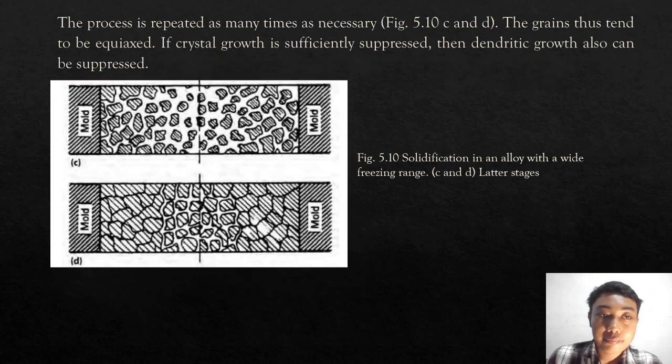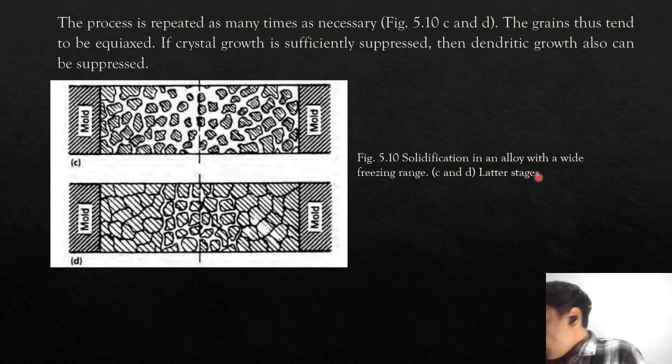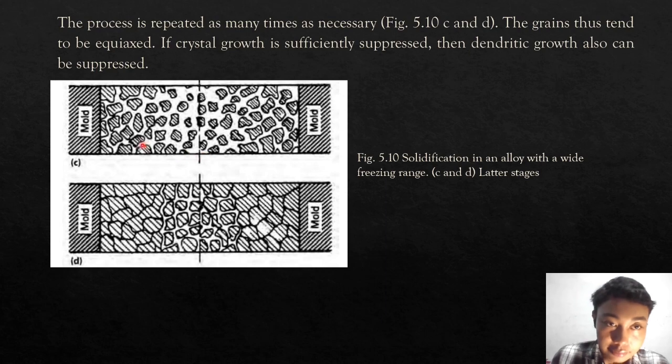Going to the next, the process is repeated as many times as necessary. Figure 5.10, C and D. The grains tend to be equiaxed if crystals grow in the suppressed liquid. The equiaxed growth can also be in suspension. This is the picture of 5.10, solidification in an alloy with a wide freezing range, C then D, the later stages. This is C and D. We're going to go next.